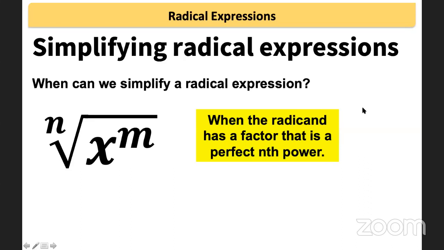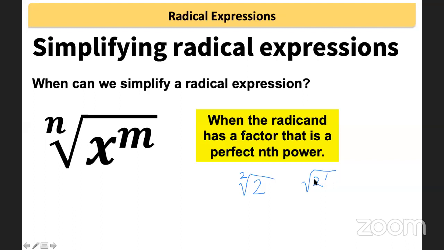Pag sinabi mo perfect nth power, for example, pag meron kang ganito, ano yung index mo dito? Meron kang imaginary 2, right? Automatically. So, ang 2 mo, kapag i-express mo siya as a power prime factor, that's just equal to 2 raised to 1. Okay? So itong 2 raised to 1, is it a perfect second or square power ng 2? Ang 2 raised to 1 ba is a perfect square? Hindi. Okay? So hindi mo na ito masisimplify.